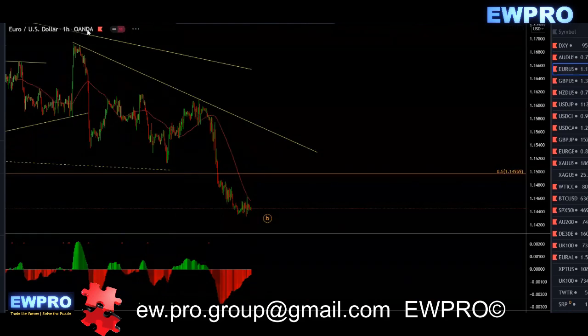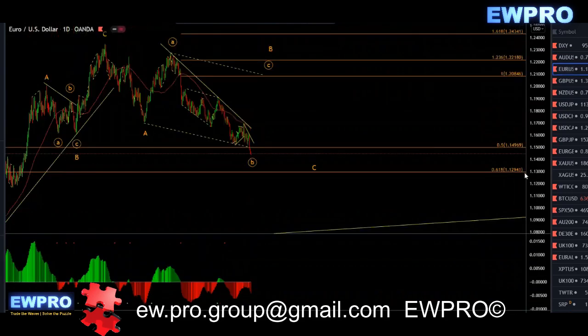EU on the daily. EU, I was looking at an A, B, C. So I was looking for that C up. If we look at this as the A, B, C, because we do have bullish divergence here, it's gone past the 100 fib.